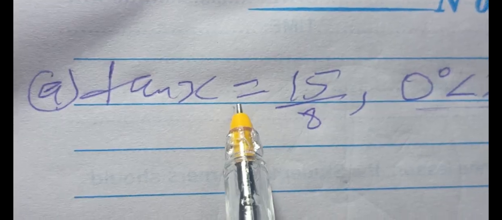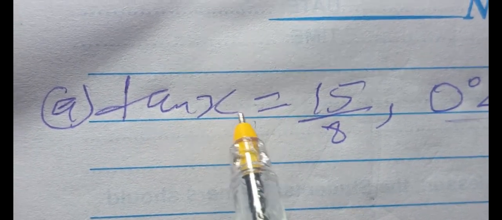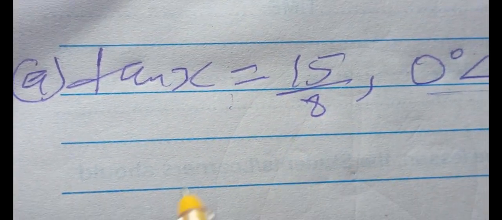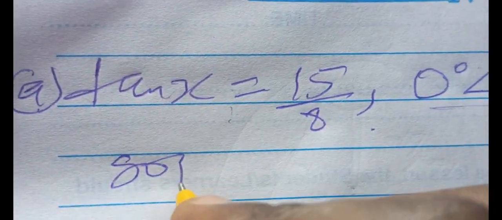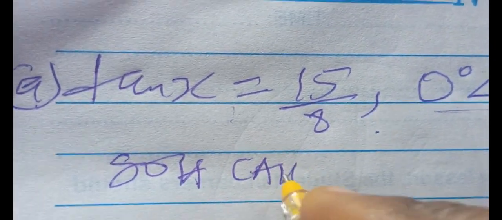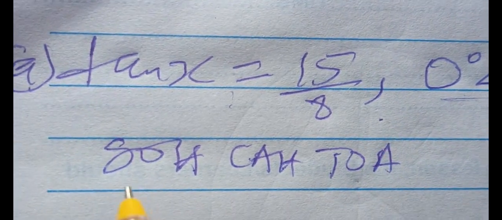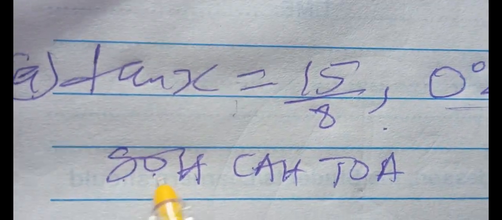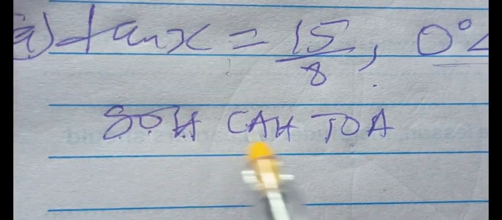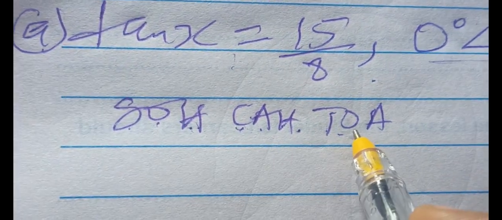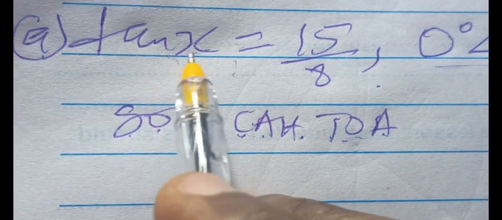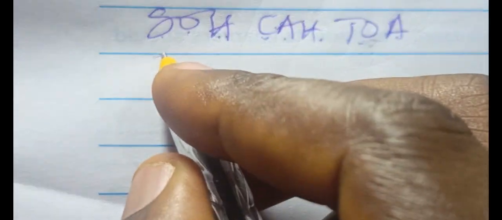Let's now talk about tan x equals 15/8. Remember our SOH CAH TOA. Sine will be equal to opposite over hypotenuse. Cos will be adjacent over hypotenuse. Tan will be opposite over adjacent. Now, this is tan, so what we have to do is to construct a triangle.